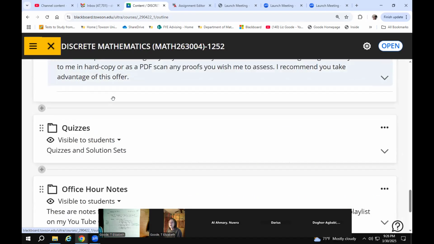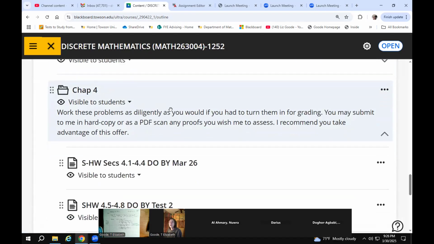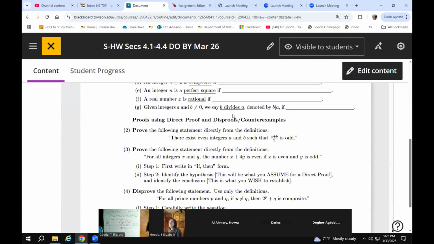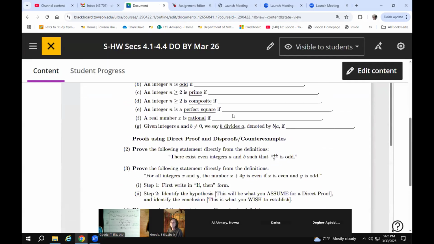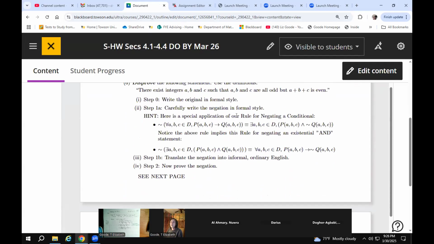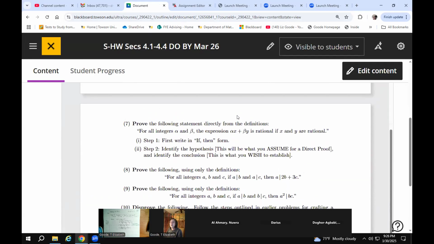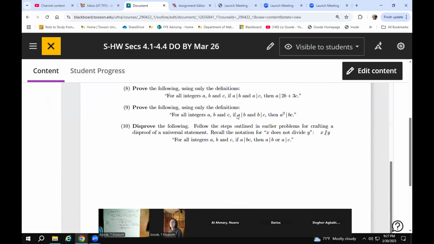But anyway, this chapter four material, I know the first question is just definitions, and of course you have to know those. But all these nice proofs, you should work through them. You need to be able to do these. Okay.